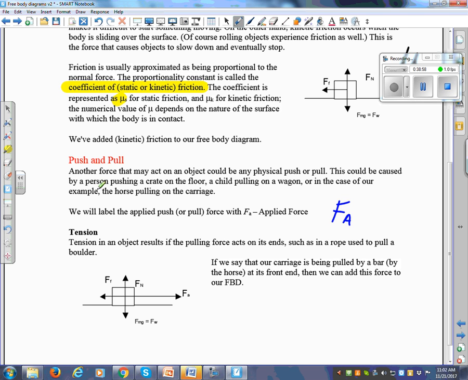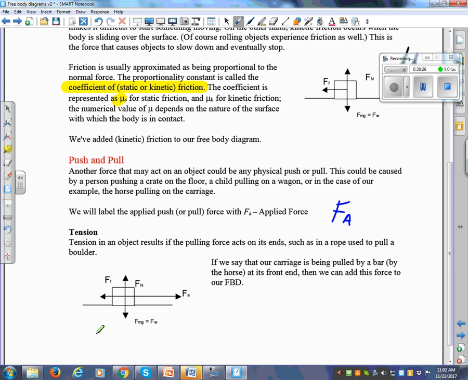Tension in an object results if the pulling force acts on its end, such as in a rope used to pull a boulder. If we say that our carriage is being pulled by a bar, by the horse at its front end, then we can add this force to our FBD. So what's happening here? Our weight force and our normal force are balanced. So in the vertical direction, the net force is 0, which means the acceleration is also 0.